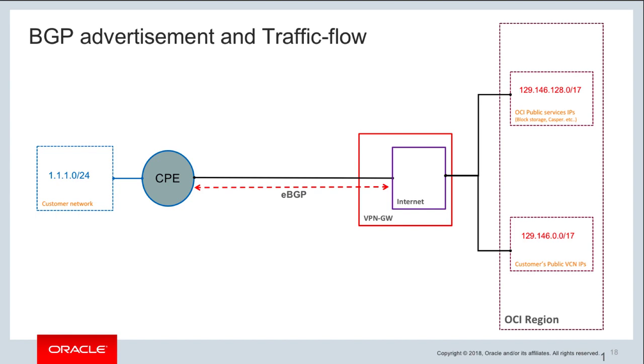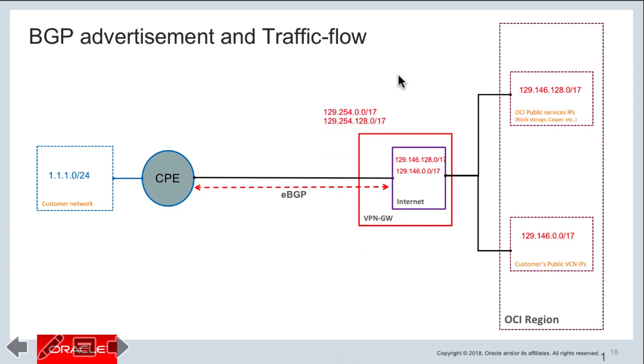All right, so in the case of BGP advertisements with public peering, let's take an example of a particular OCI region. Within this OCI region, for instance, you have the public service endpoints with a /17. So there is a public endpoint prefix, and then there is another prefix where all the IP addresses are part of your VCN, the virtual cloud network public endpoints. And then on the customer side, your public prefix is 1.1.1.0/24, so you own that public IP prefix.